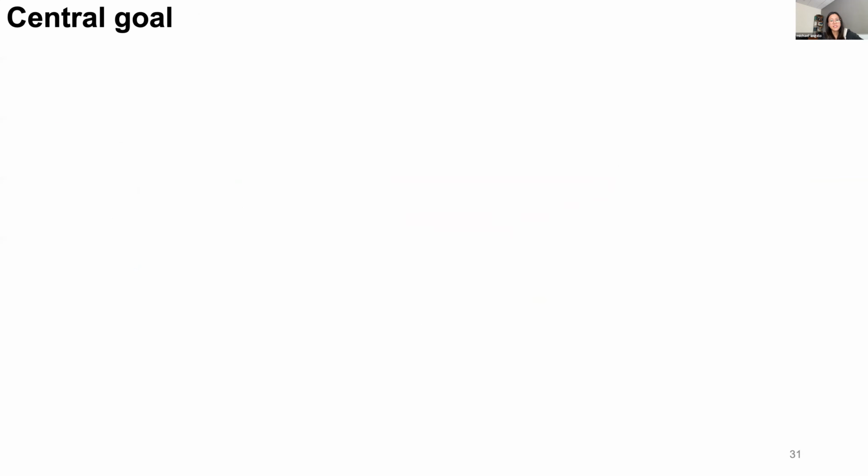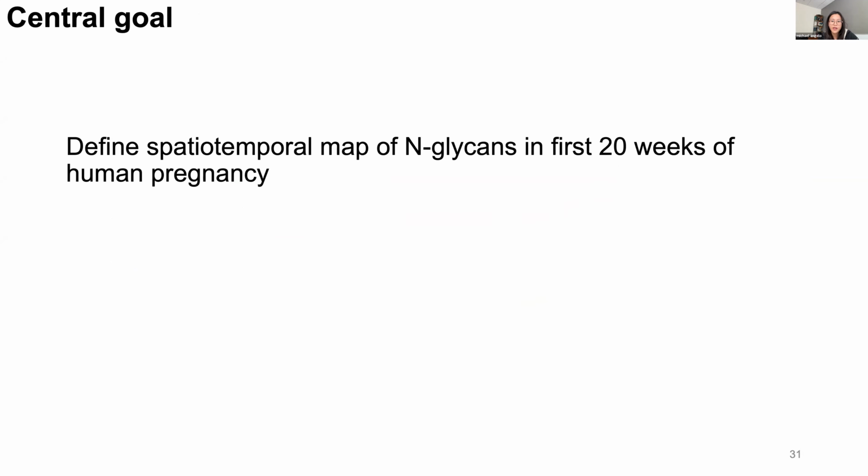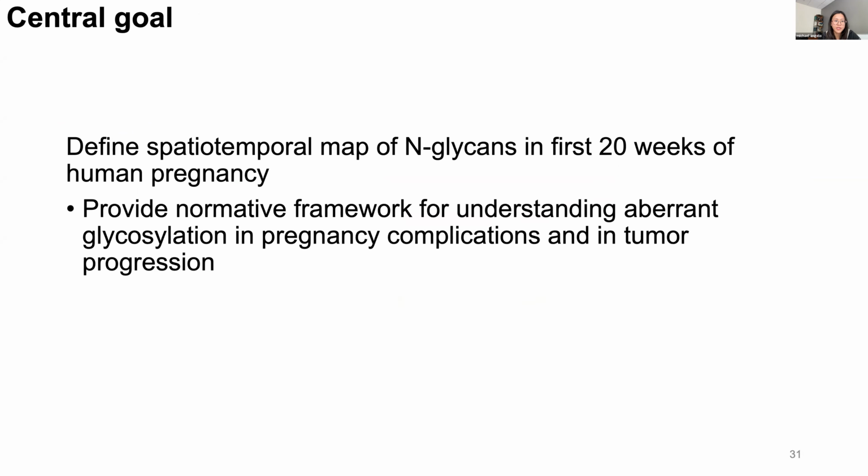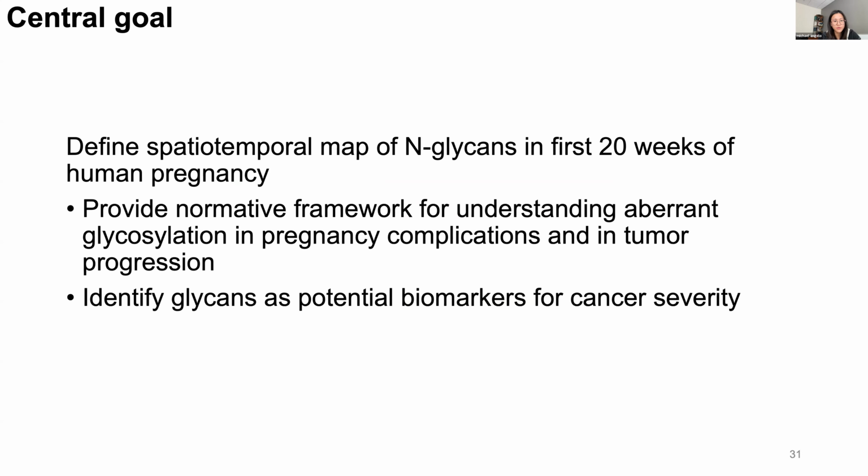And so the goal of my study was to understand how glycosylation evolves across the first half of human pregnancy. We would like to use this normal model to understand how glycans are altered. Glycans are frequently altered in pregnancy complications and in tumors. And we think we can identify glycans as potential biomarkers for early detection of disease and to predict cancer severity.